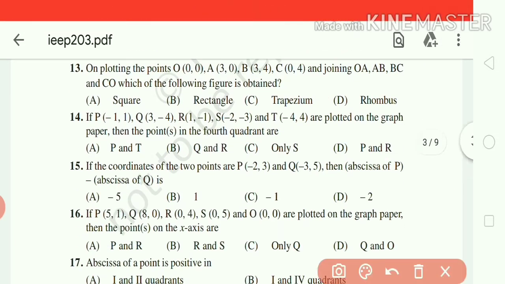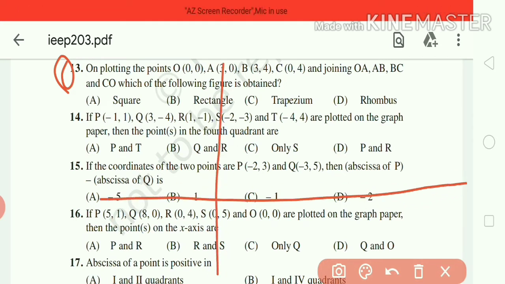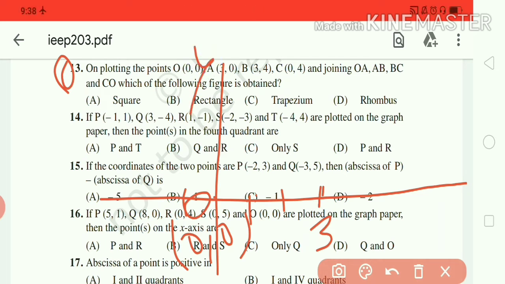Come to question number 13. On plotting the points and joining OA, AB, BC, CO, which of the following figures will you get? Okay, when you plot these points, this is your (0, 0) origin. Now this is point O. Now let us check. A is (3, 0). I'm just assuming 1, 2 and 3. This is 3, and when y is 0 at x, it will lie on x-axis. So this is the point (3, 0), right?